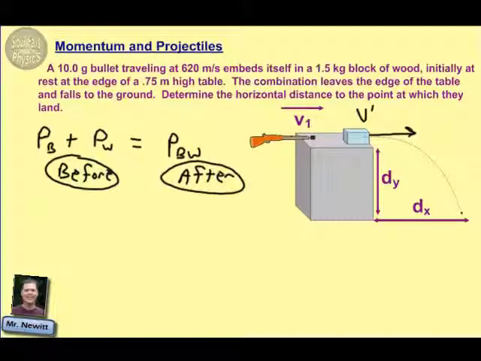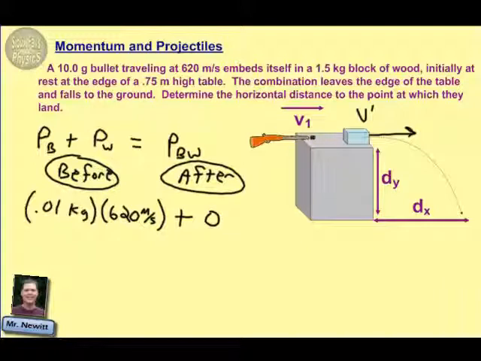So to find momentum, we're just going to take mass times velocity again. And so for the bullet, we know the mass is 10 grams. Now you have to be careful here with your units. That's going to be 0.01 kilograms multiplied by its velocity, which is given at 620 meters per second. Plus the momentum of the block of wood before the collision, well, that's going to be 0 because it's at rest, is going to have to equal the momentum of the combination of these.